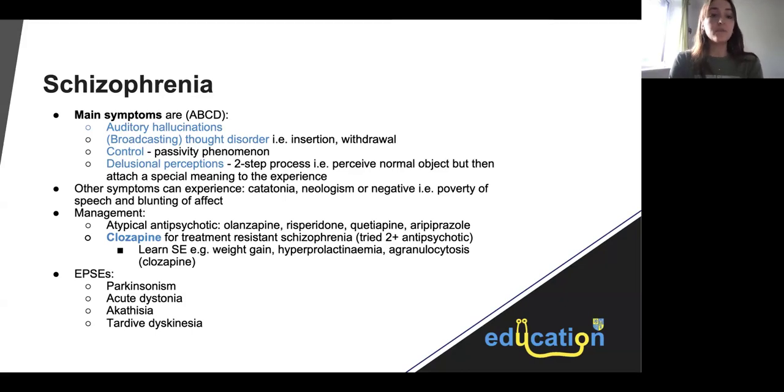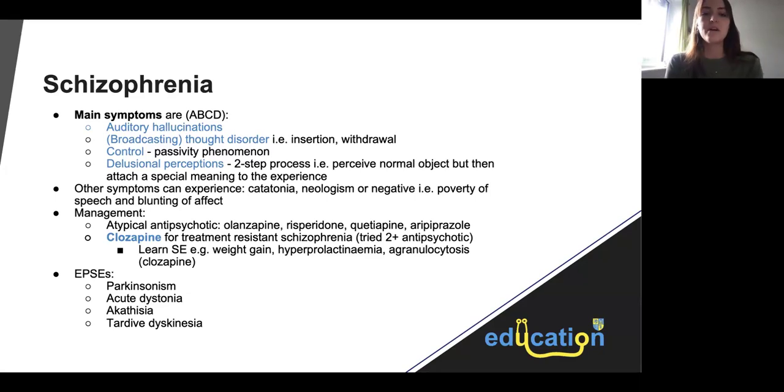So the auditory hallucinations, broadcasting is a very common form of thought disorder. They can also have insertion and withdrawal of thought. Delusions of control, so where they have that kind of delusion that they're being controlled by someone, such as the FBI, and then other forms of delusional perceptions.